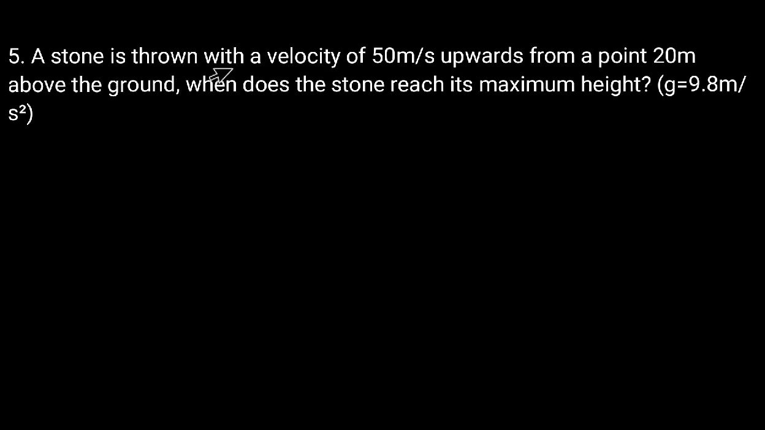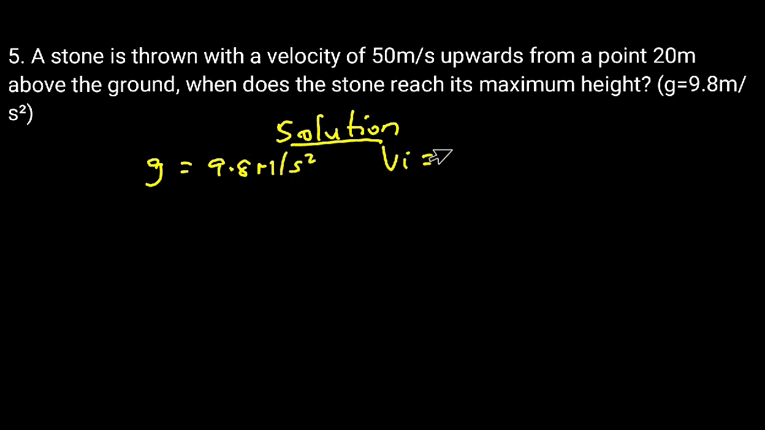A stone is thrown with a velocity of 50 meters per second upwards from a point 20 meters above the ground. When does the stone reach its maximum height? So we have the solution. We're given acceleration due to gravity as 9.8 meters per second squared, the initial velocity is given as 50 meters per second, and the height is 20 meters.